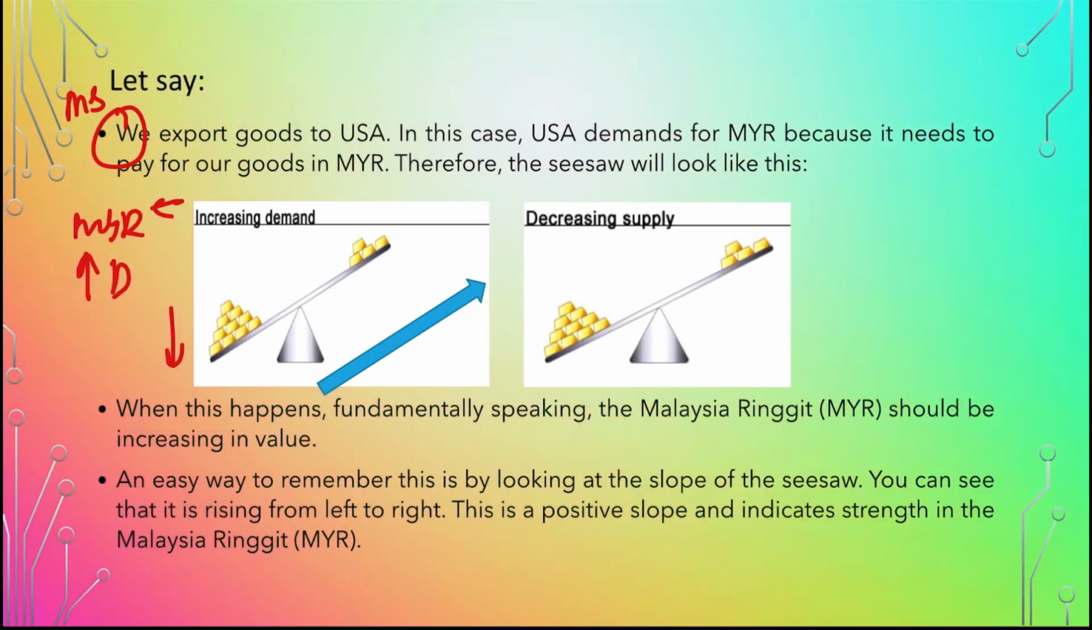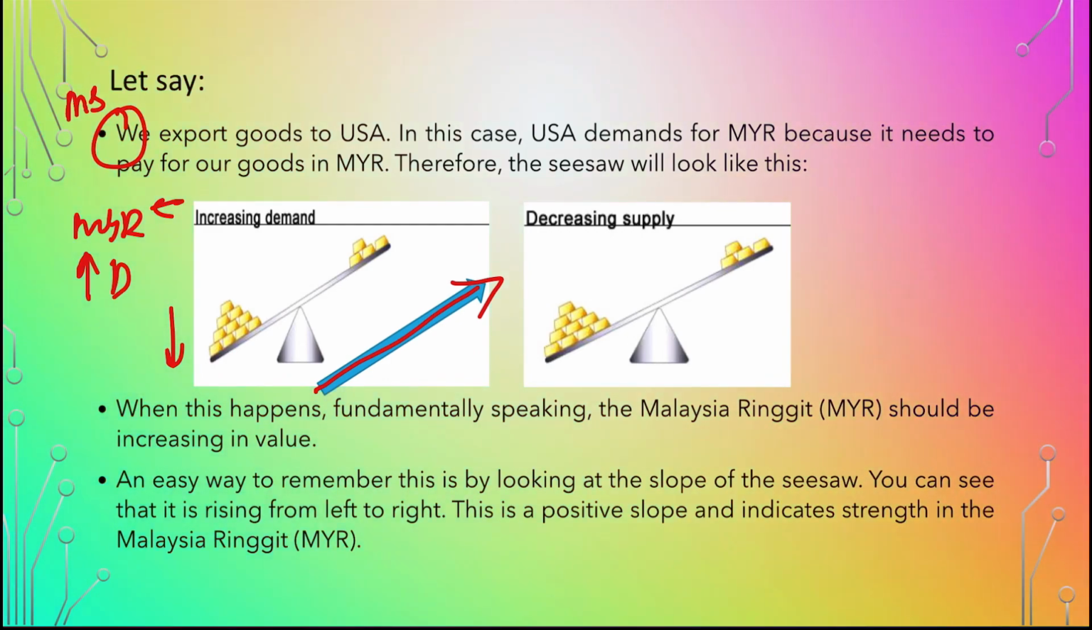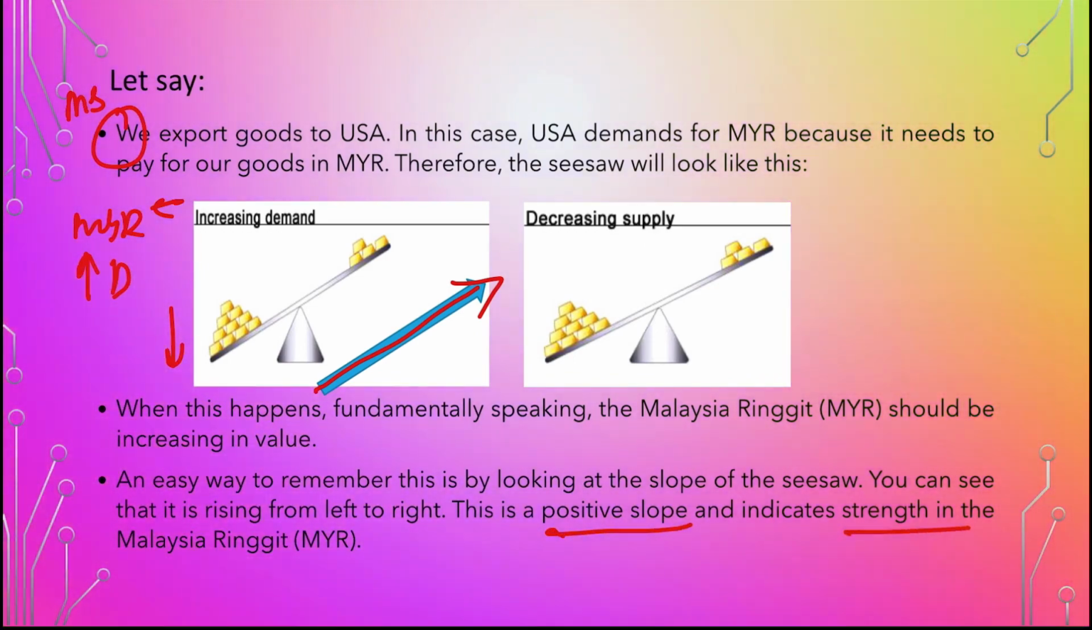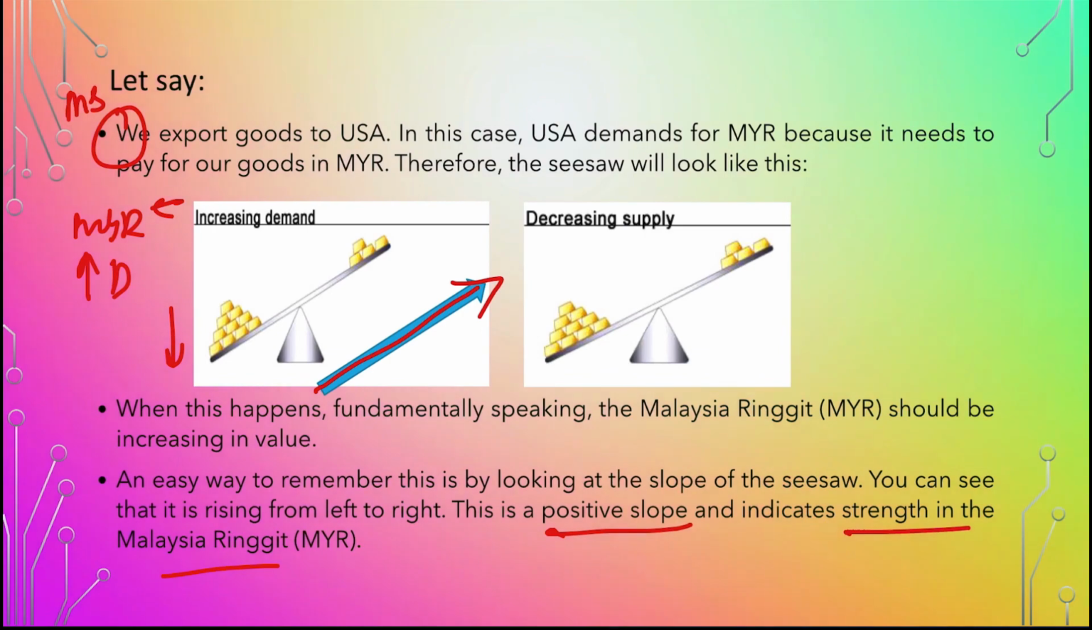An easy way to remember this is by looking at the slope of the seesaw. You can see that it is upward from the left to the right. This is a positive slope and indicates the strength in the Malaysia ringgit. Okay.